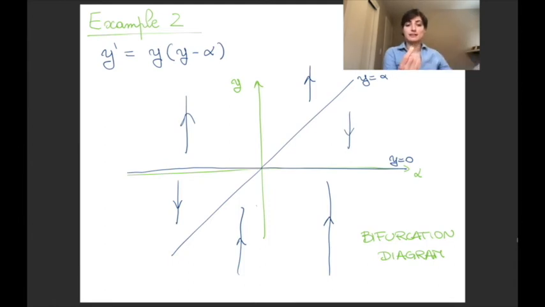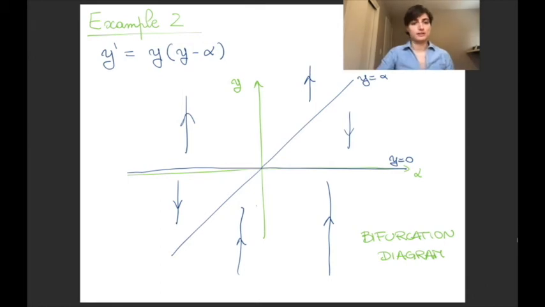For alpha negative, y equals 0 is unstable. Afterwards, it is stable. For alpha negative, y equals 0 is a stable equilibrium. For alpha positive, it is an unstable equilibrium. So we have a change locally, just for alpha equal to 0, in the number of equilibria, and globally we have a change in the stability of the equilibria.